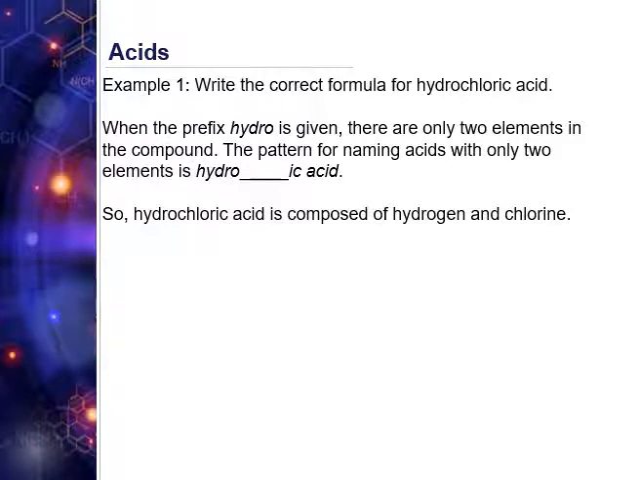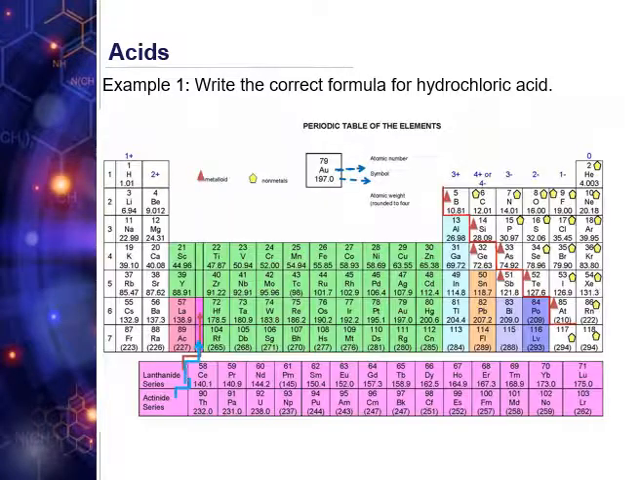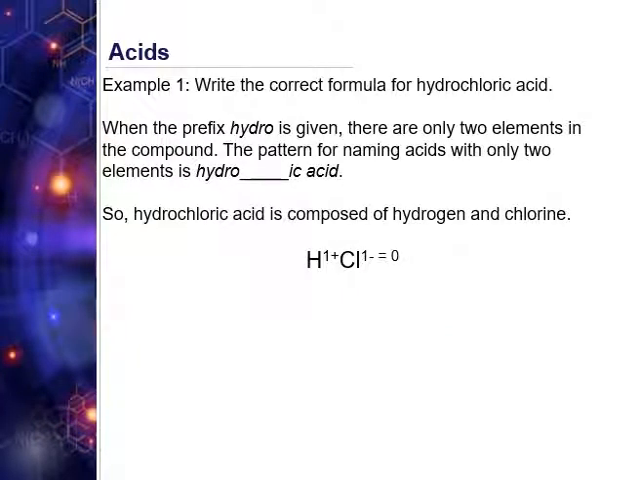So hydrochloric acid is composed of hydrogen and chlorine. Hydrogen is a +1, chlorine is a -1. A +1 and a -1 equals 0, so the correct formula for hydrochloric acid is HCl.